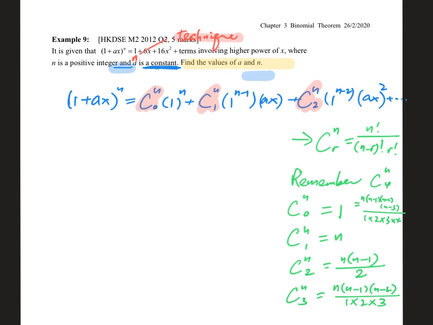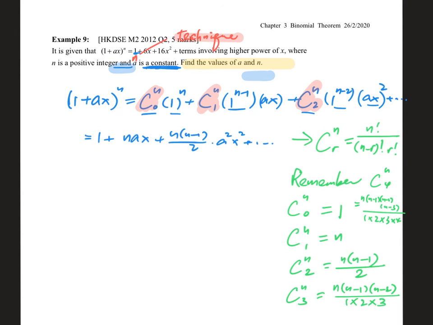By the way, let's go back to the question itself. nC0 is 1, 1 to the power n is 1, so that's why it's 1. It matches with the given information. Then you have n, 1 to the power n minus 1 is 1, so you have nax. nC2 is n times n minus 1 over 2, 1 to the power n minus 2 is 1. ax in brackets squared, that means you have a squared x squared, dot dot dot.